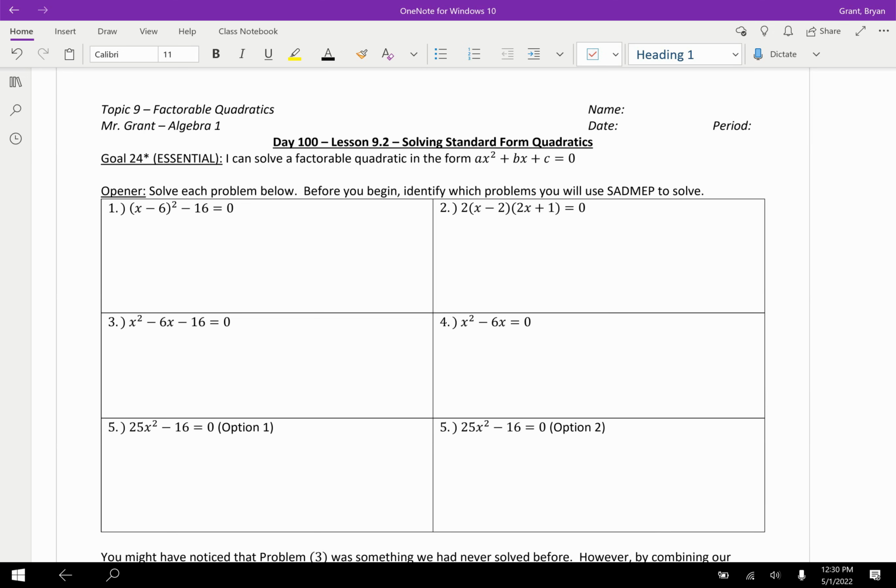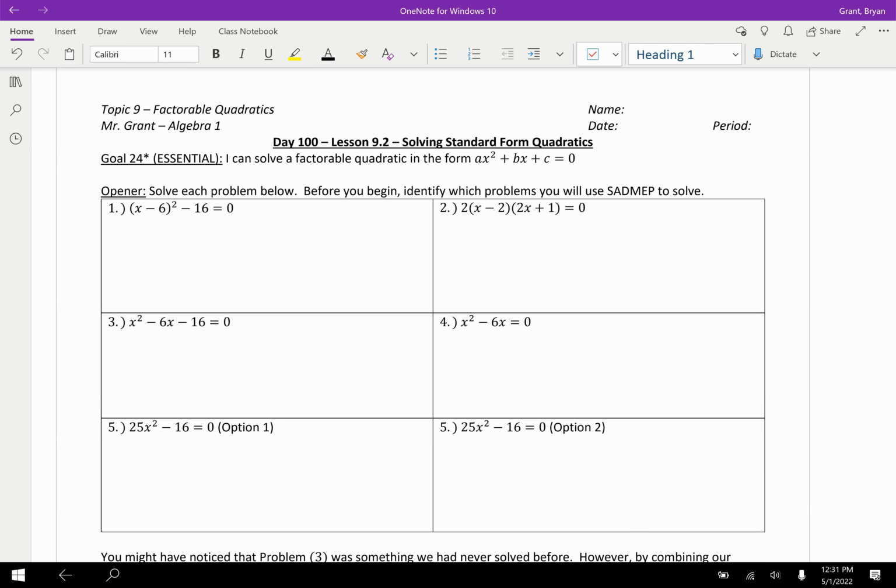Welcome back to topic 9, which is all about factorable quadratic equations. In this topic, we have our first goal, goal 24, which is all about solving quadratic equations. And then our second goal, goal 25, will bring some graphing into it. And actually, today's lesson 9.2 is going to conclude goal 24. It's a pretty quick unit overall.